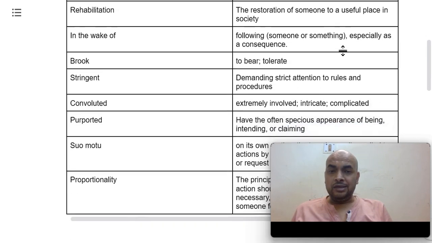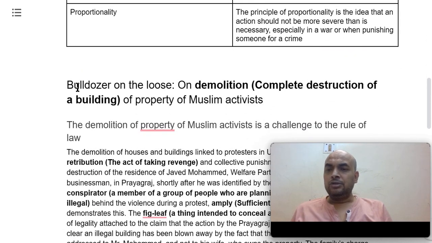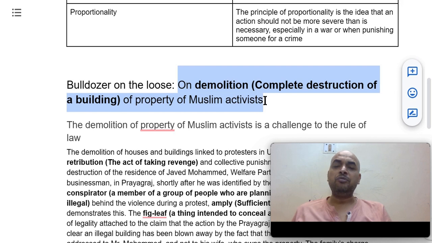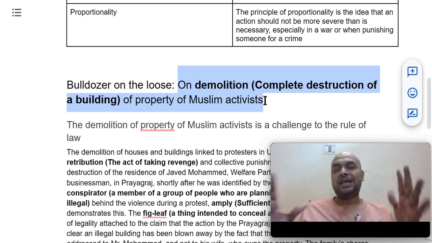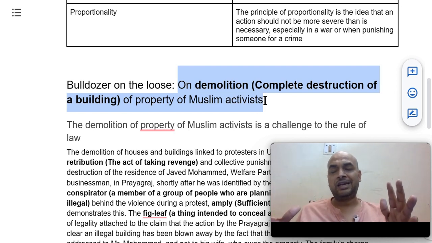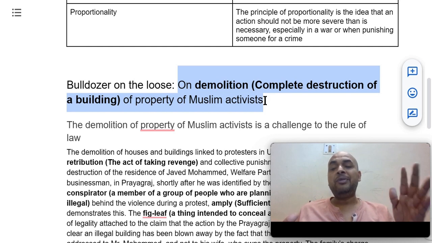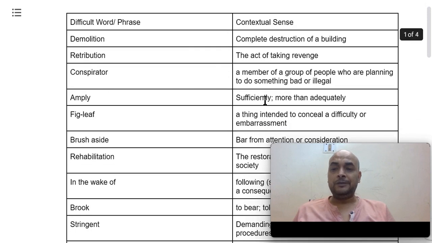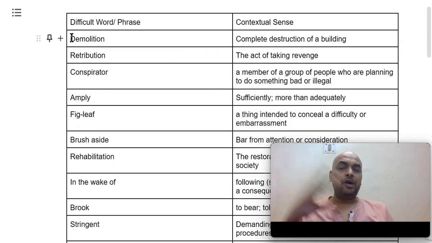Okay, and let's have a look at the topic. So it says bulldozer on the loose, means there is no control on the bulldozer, and on demolition of property of Muslim activists. So the property of Muslim activists is being taken down. Okay, so that is what the editorial is all about. And demolition मतलब कि building को गिराना पूरा.